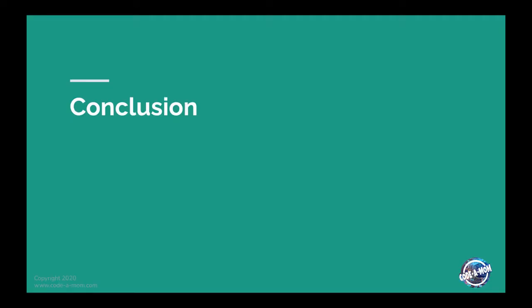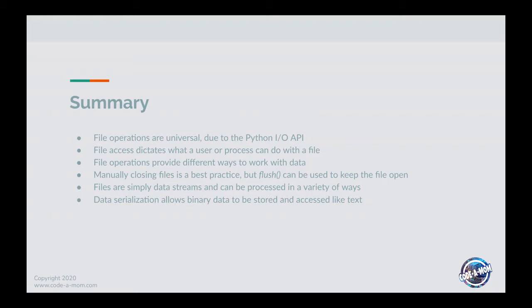So that's it for this video. We talked about how file operations are universal via the Python API. The file access mode dictates what a user or process can do with a file: read only, write, append, working with binary files. Your file operations are how to actually work with that data. Read a single line, read a list of lines, whatever the case may be. Manually closing is best practice. You can use flushing if you want to keep the file open for further processing.